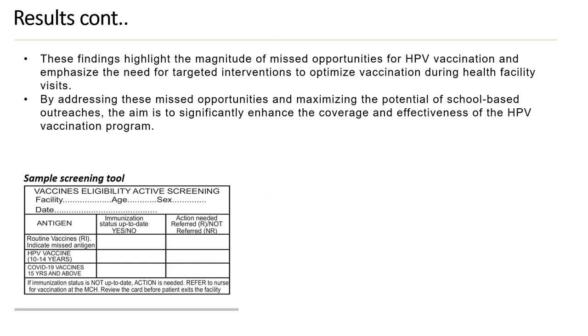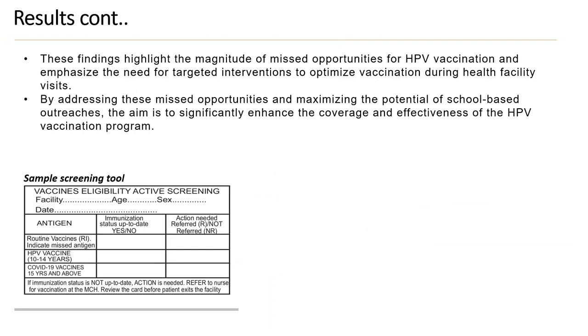So these findings highlighted the magnitude of missed opportunities for vaccination and emphasized the need for targeted intervention to optimize vaccination during health facility visits. So by addressing all these missed opportunities and maximizing the potential for school-based outreaches, the aim is to significantly enhance the coverage and effectiveness of the HPV vaccination program.